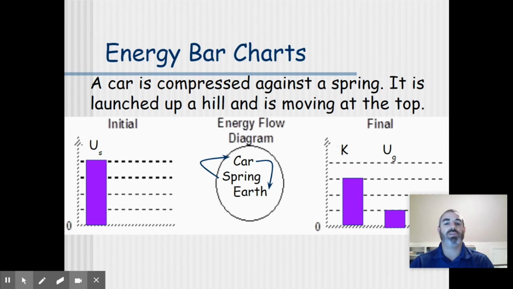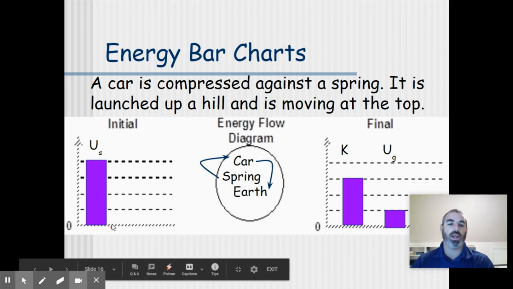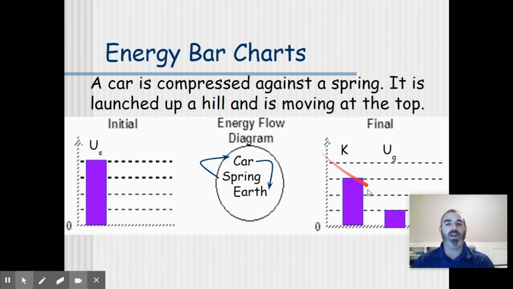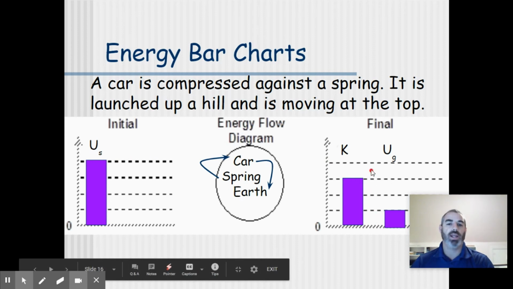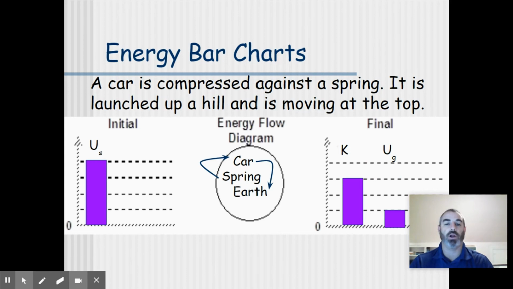Now you have to remember that this is just a qualitative representation of the conservation of energy. So what matters is that in the initial situation, I have stored spring energy, and I drew a total height of 4 bars. In the final situation, I have two types of energy, kinetic and gravitational, and the total height of those two has to be 4. So I could have drawn kinetic energy to be 2 and gravitational energy to be 2, as long as they add up to a total of 4 in the final situation.